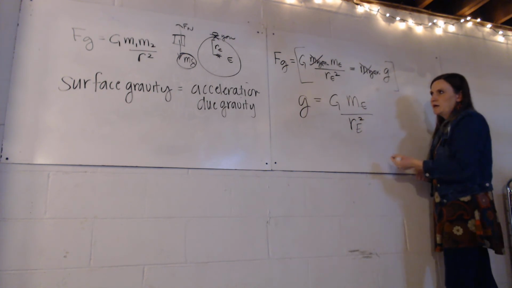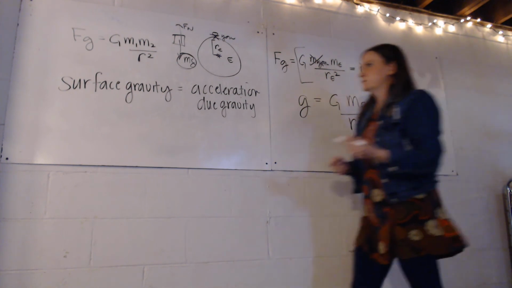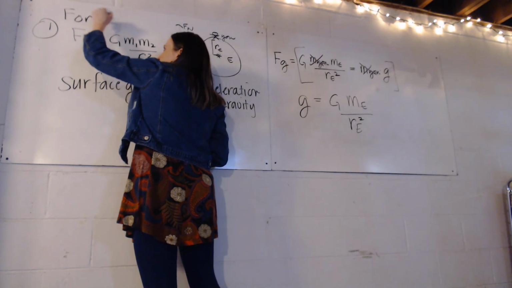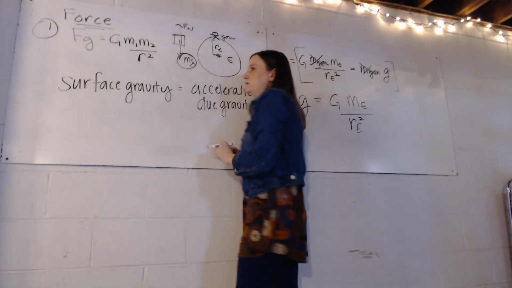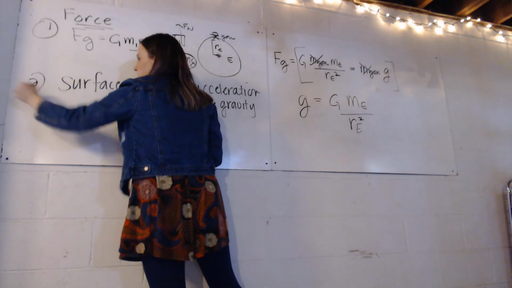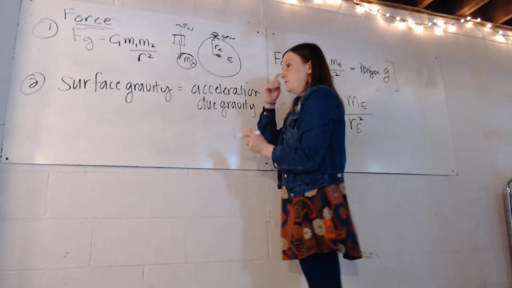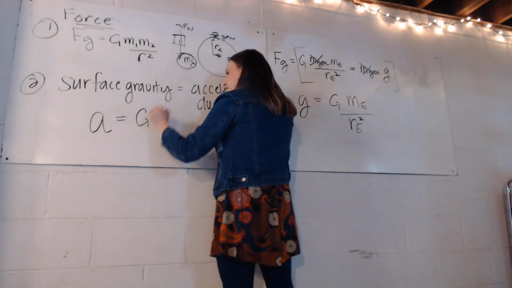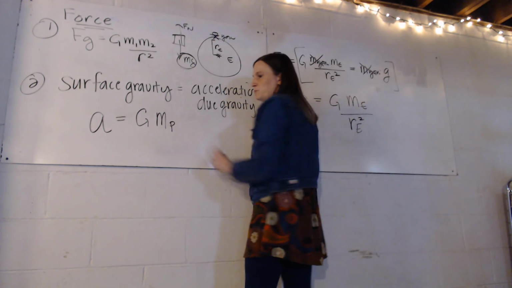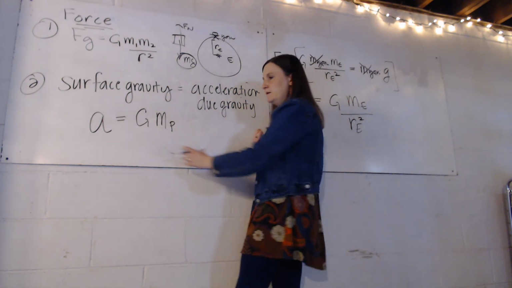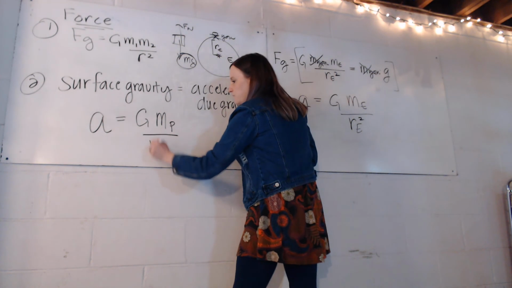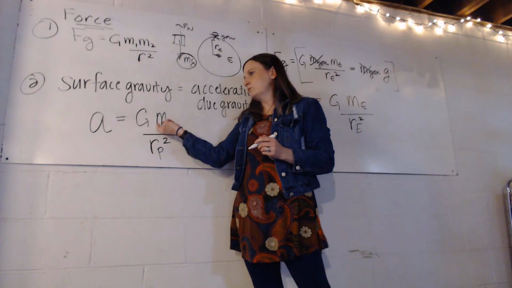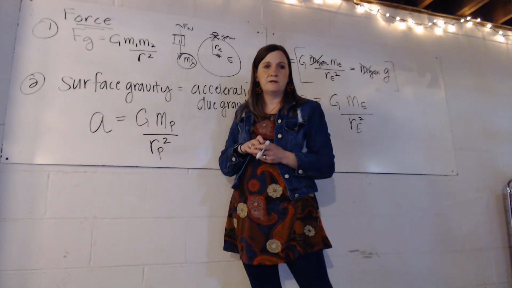This can be generalized to a second equation. So this first equation is the equation for force. If a problem asks us to find force, this is what we use. The second equation is when we were asked to find surface gravity, or the acceleration due to gravity. That acceleration is equal to big G times the mass, I'll put P, the mass of the planet, but it might be a star as well, divided by the radius of the planet or star squared. So for things other than Earth, we can put these values in and find their acceleration due to gravity.